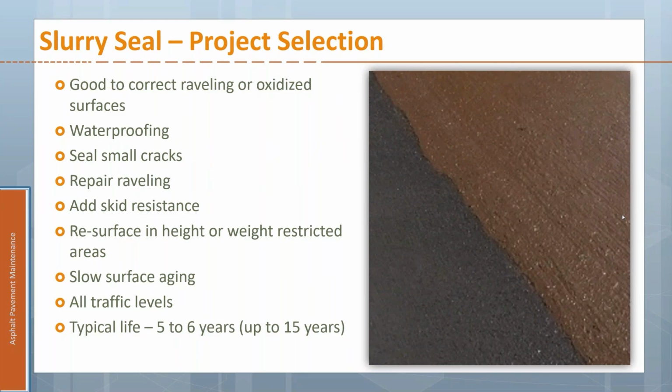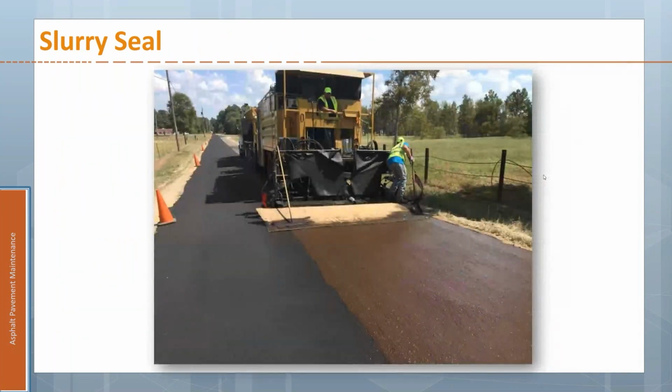Now in the picture, you can see the two sides of the road that have been placed. The left side, kind of that bottom left, is a black color. The top right is still brown. That's the emulsion before it breaks. So that's a great representation of those two different colors. And this is the process in action.